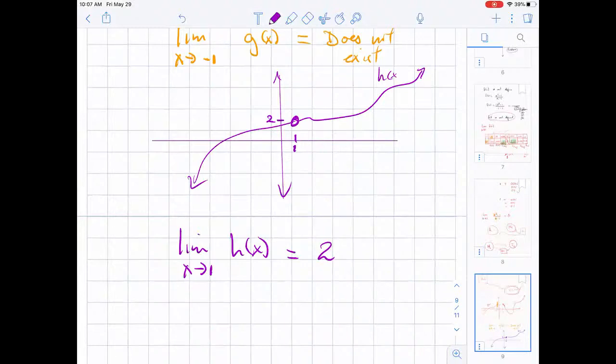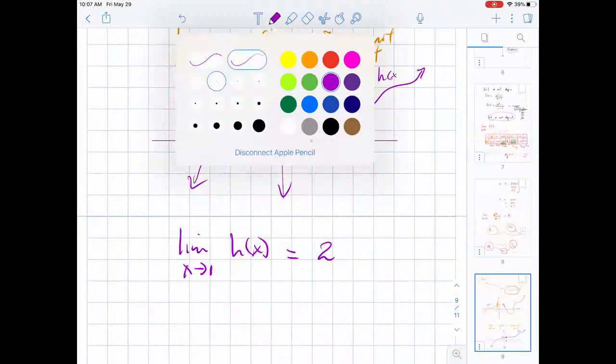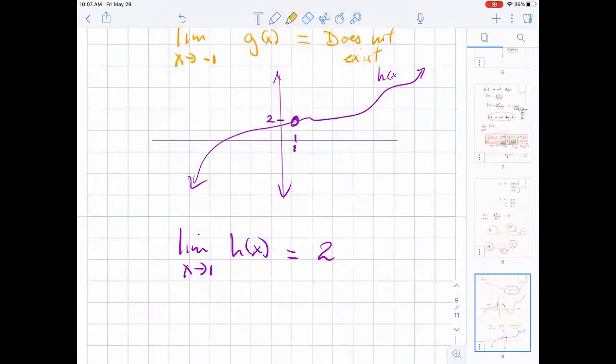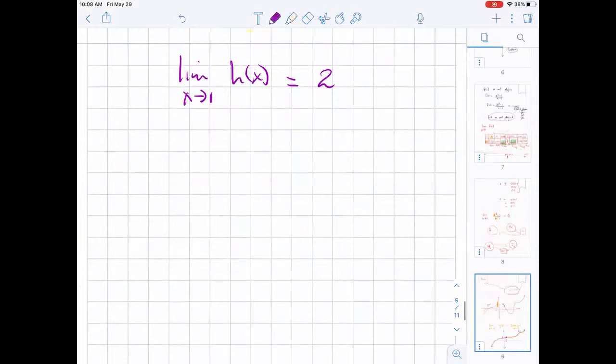Right? Why? Because if you travel from this side here, what's the height there? 2. If you travel on the graph, you're going to stop at a height of 2. If I travel on this side, you're going to stop at a height of 2. So the limit from the left is 2. The limit from the right is 2. Therefore, the answer is 2.